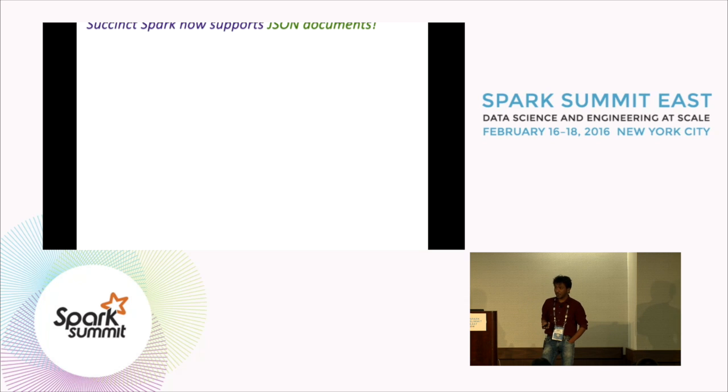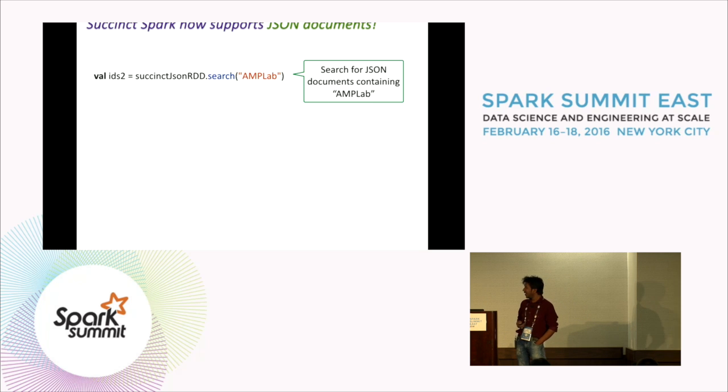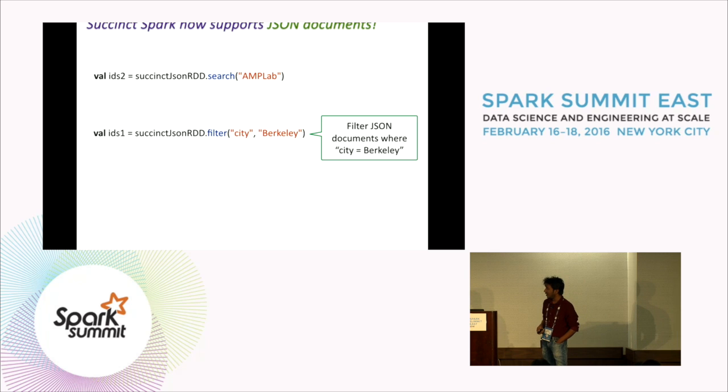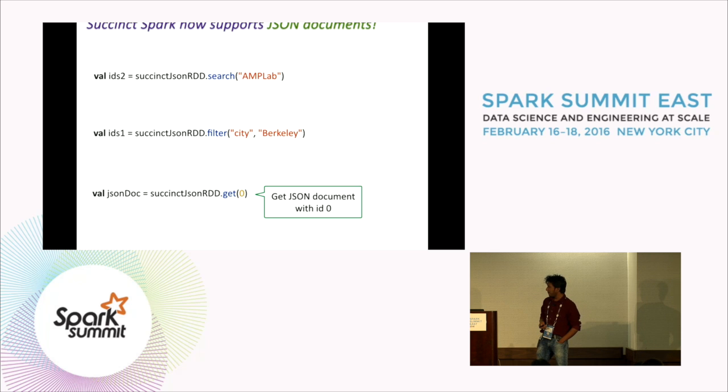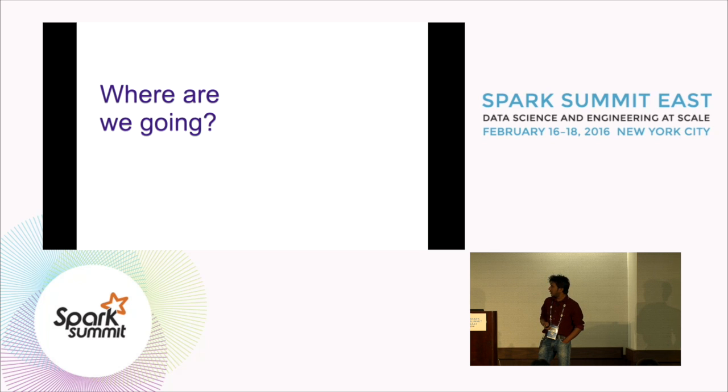Succinct Spark now also supports JSON documents, so you can actually work with JSONs very efficiently. The only thing that changes is that rather than using a Succinct KV RDD, you use a JSON RDD, and you can execute the same kind of operations on JSONs. And you can even do more complicated filters on JSON documents. Okay, great. So finally, what I want to talk about is where we are going.